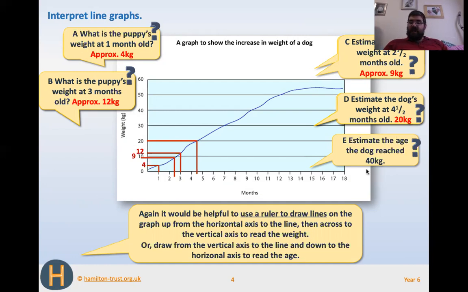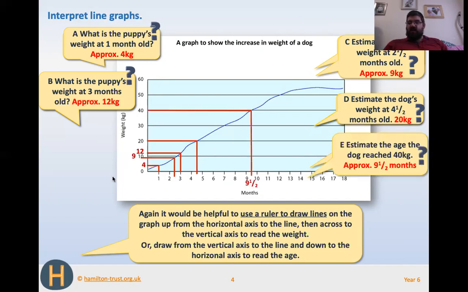This one, again, another fairly straightforward one. Okay, although getting back down to which axis we're going to start on, is it going to be the x-axis this time or the y-axis? Hopefully, you've noticed we're getting kilograms now, so we're starting at its weight. We want to know how old it was when it got to here. So we're going to draw a line across and think, where's it going to? So let's have a look. Down it goes, 9.5 months old. So that's a line graph, and using a ruler is a great idea.